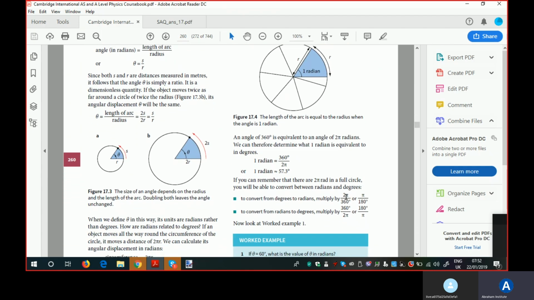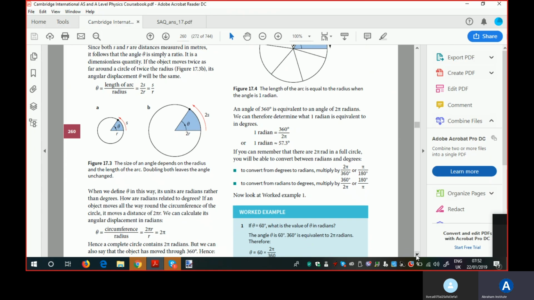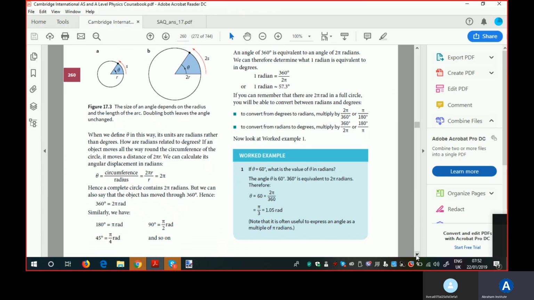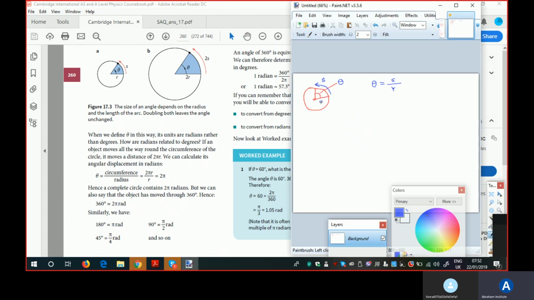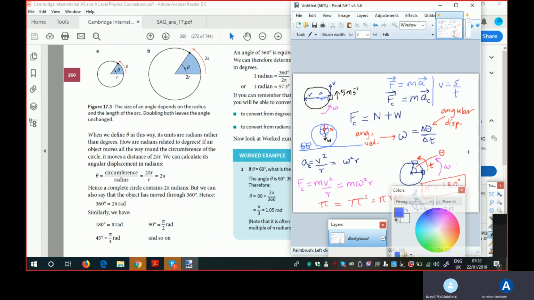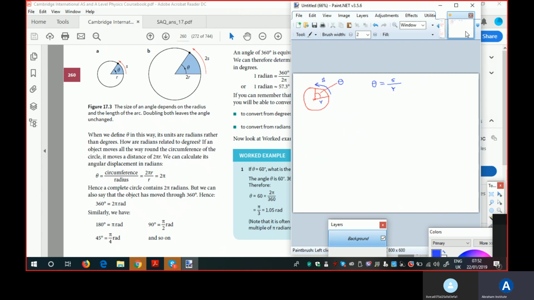Okay, now this is what I showed you. 2 pi over 360 degrees is equal to pi over 180. So if you remember this, you can do the conversion from degrees to radians and radians to degrees. Okay, one more thing here. You see this circumference divided by the radius. Okay, so how do we get this 2 pi? Now 360 degrees, I showed you here, you go all the way around. That is 2 pi radians. Okay, so from here to here, 180 degrees is pi radians, 360 degrees is 2 pi. Now let's see how we get that.